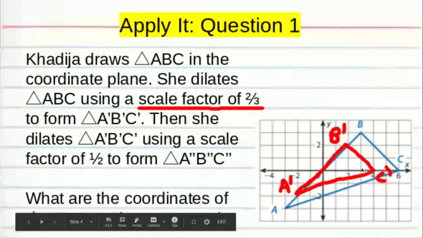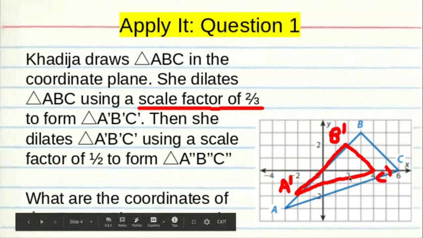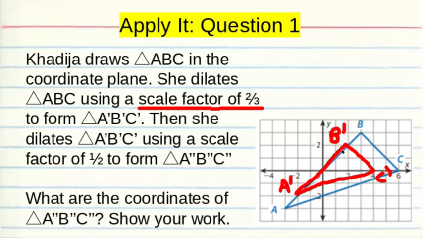Our B was at 3, 3. So again, we take those each and multiply by 2/3, where we get +2, +2. So there's our B prime. Our C was at 6, 0. 6 times 2/3 is 4, and 0 times 2/3 is still 0. So that would be our C prime.